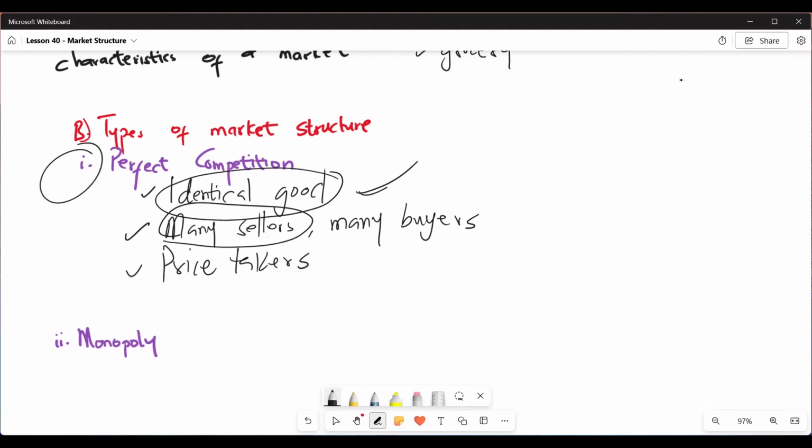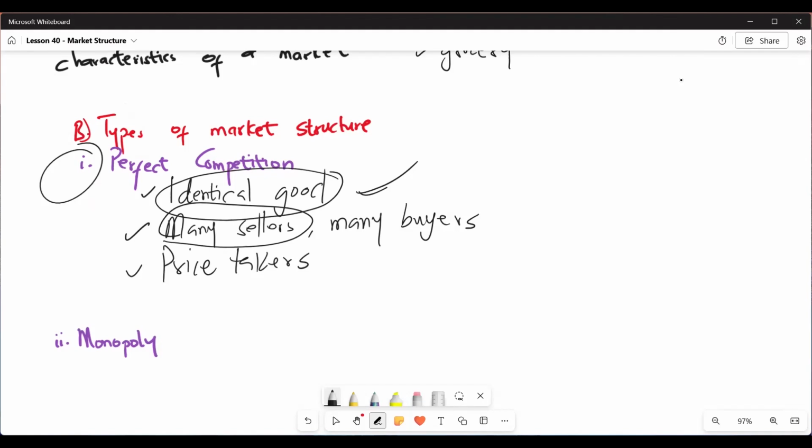So, in perfect competition, the goods that the firms are selling are substitutes. You can move from one firm to another and get the same kind of good. So in this case, a particular firm does not really have market power. So these firms are also price takers.